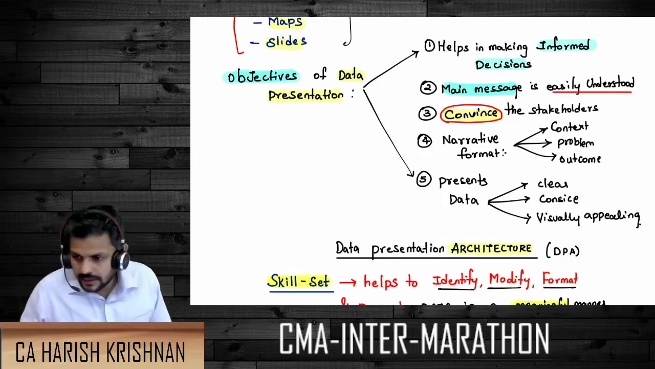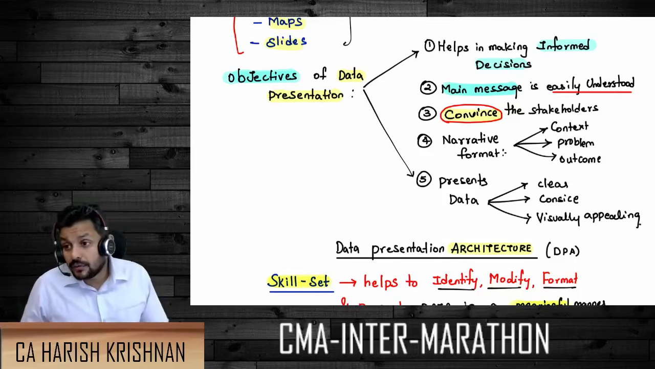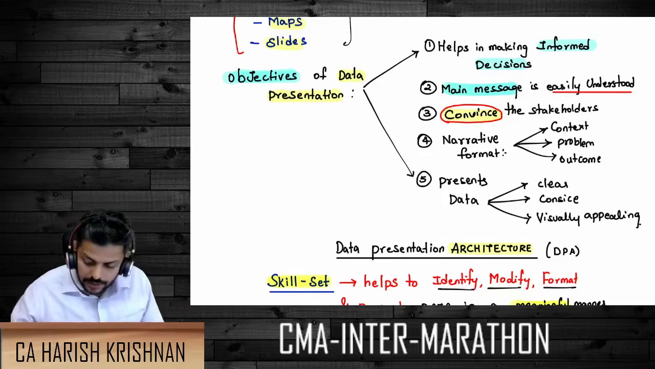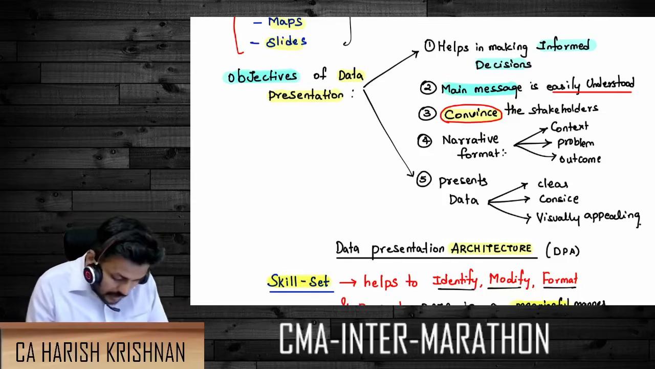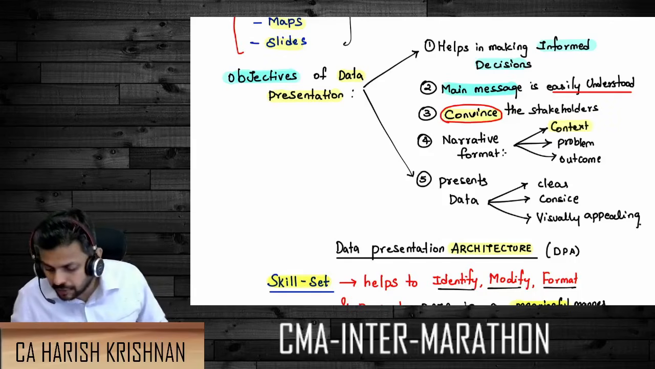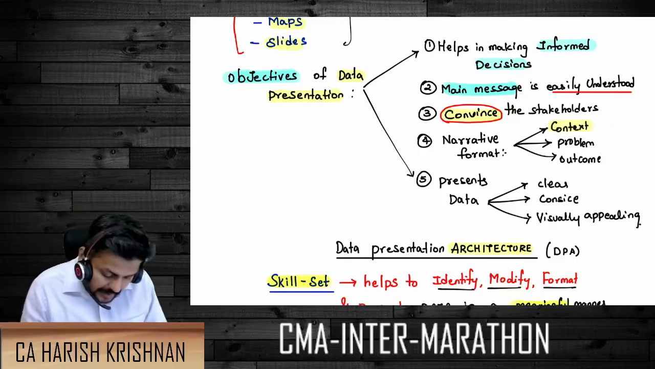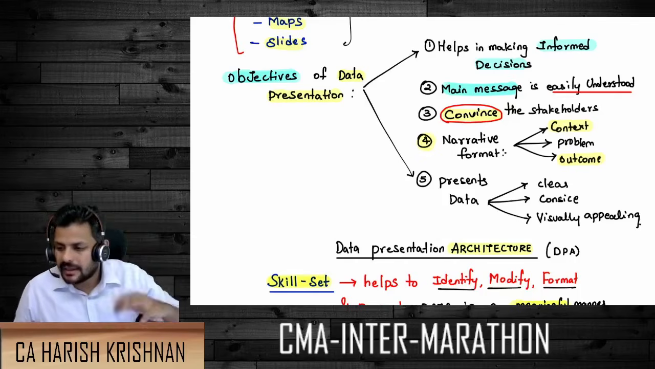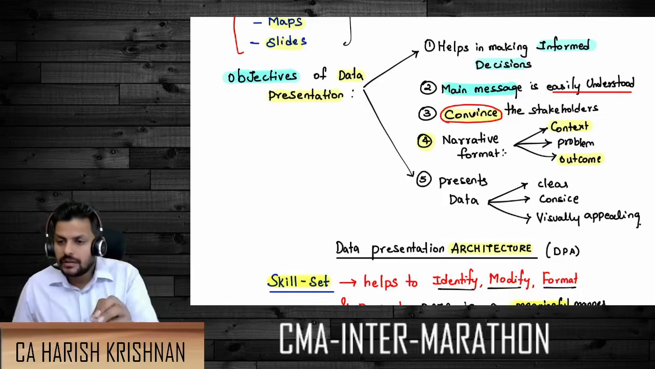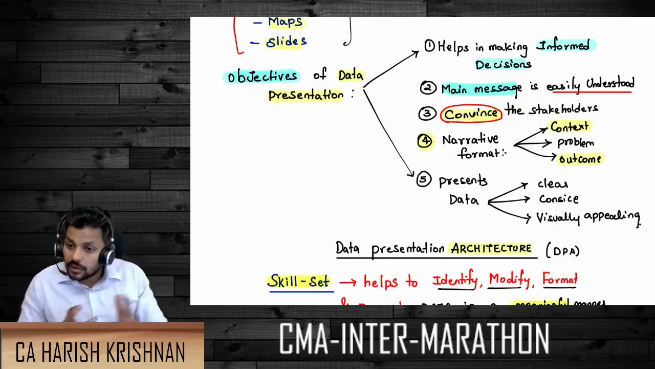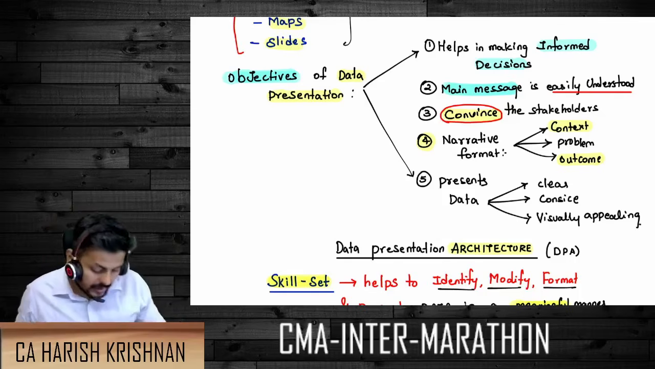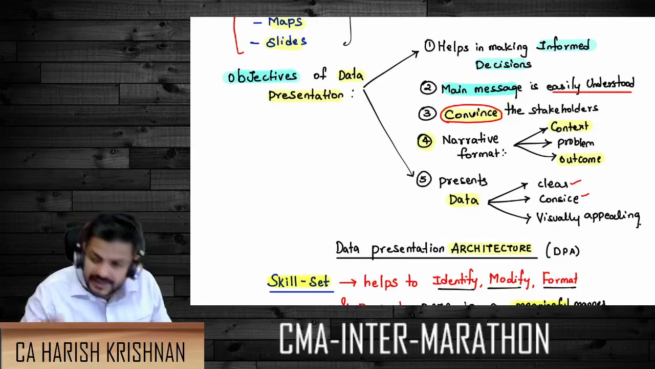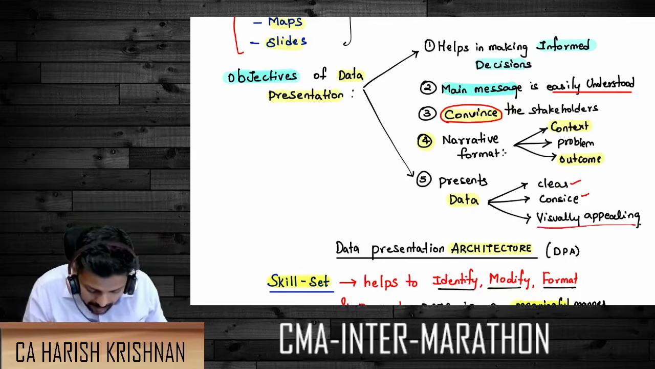And then we're talking about putting it in narrative format. Narrative format means a text explanation which gives the context, then the problem explanation as to what it is, and then finally what is the outcome. So neatly in a narrative manner we can explain, this is what happened, this is the idea behind doing this. That also can be told very clearly. And finally, it presents data in a very clear, concise, precise and visually appealing manner.